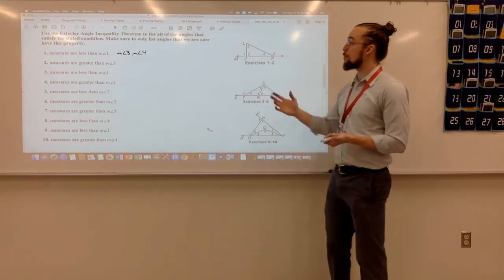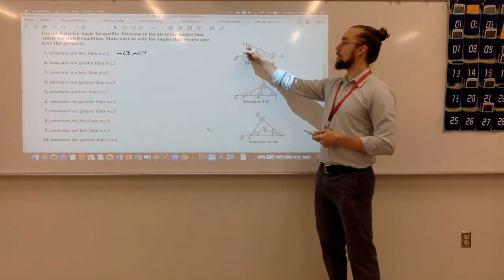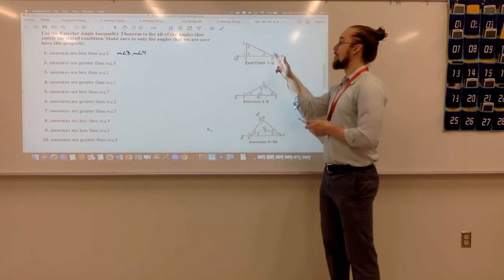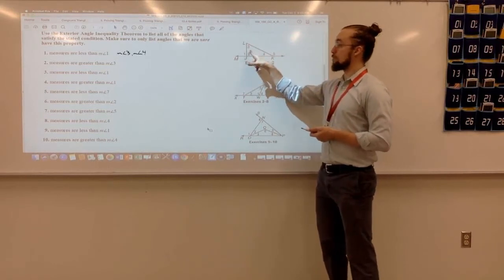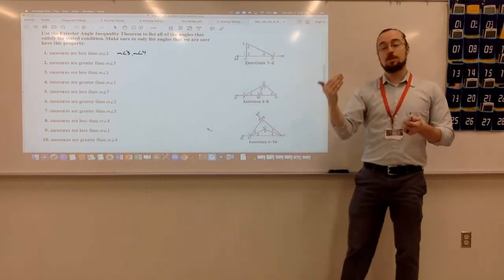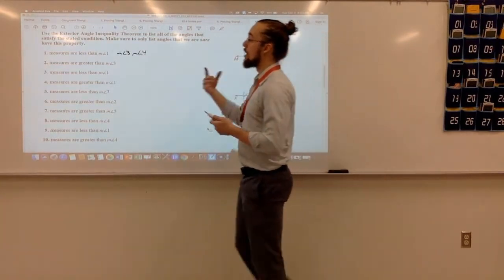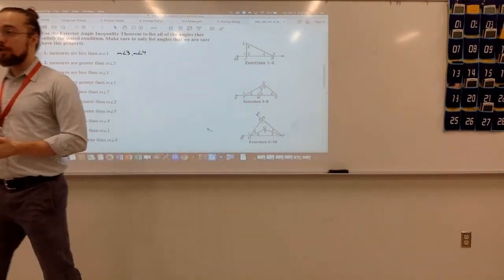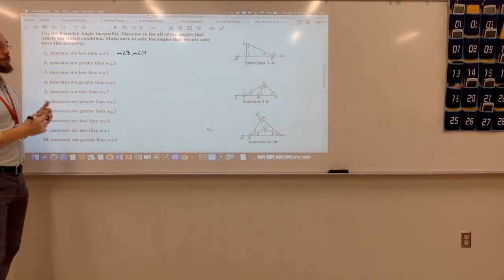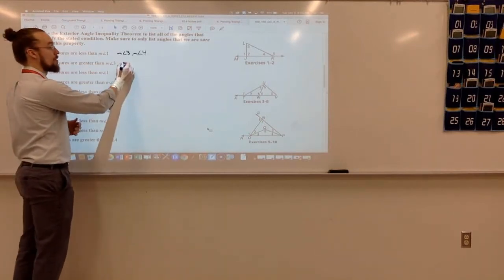What we know for sure is that 1 would have to be bigger than 3 and 4, and 5 would have to be bigger than 2 and 3. So we can say that the ones that we know for sure are larger than angle 3 would just be 1 and 5.